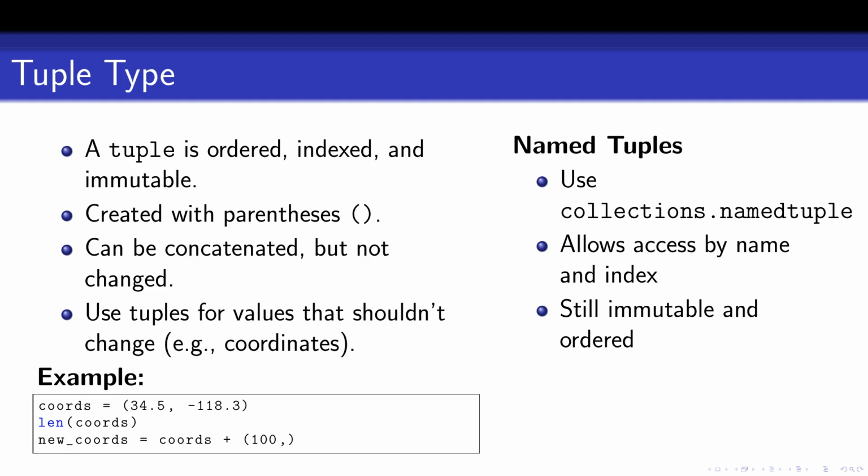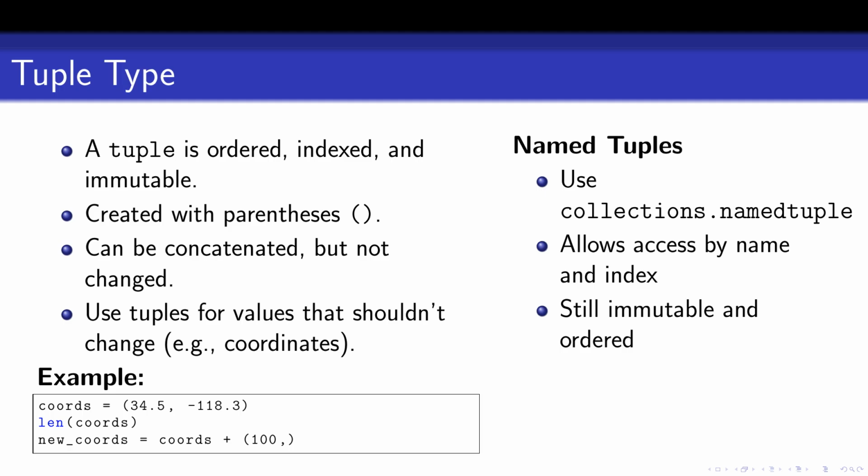Tuples are similar to lists in that they are ordered and indexed, but the key difference is that tuples are immutable. Once created, their contents cannot be changed. Tuples are defined using parentheses instead of square brackets and are often used when you want to group values together that should remain constant. For example, coordinates or RGB color values are commonly stored as tuples. Although you can't change individual elements, you can concatenate tuples or create new ones by combining them.